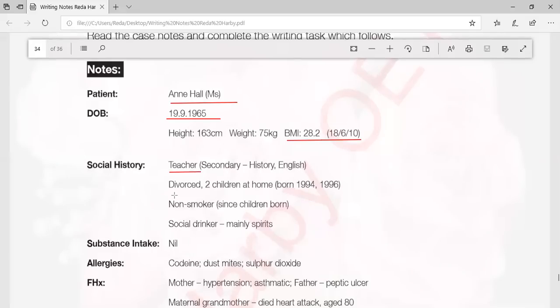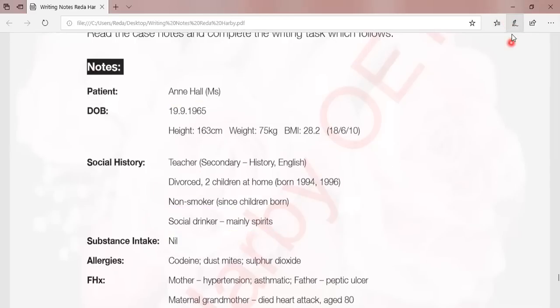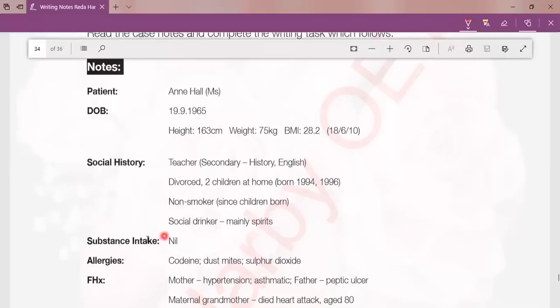She's divorced with 2 children in social history, I will include that. Social drinker. And non-smoker. Maybe. So all of this is relevant.